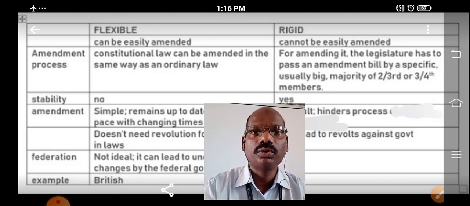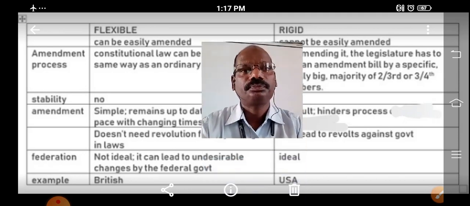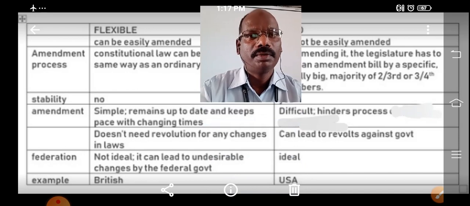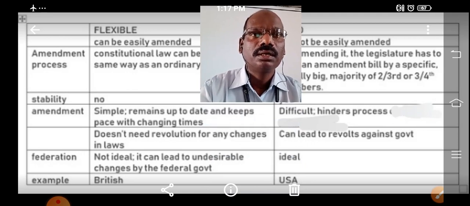In the case of a flexible constitution, there is instability. Time to time the government may change that constitution. But in a rigid constitution, there is stability. Governments are not allowed to change it from time to time. Again, the amendment of a flexible constitution is very simple, but the amendment of a rigid constitution is very difficult. There are many processes there.